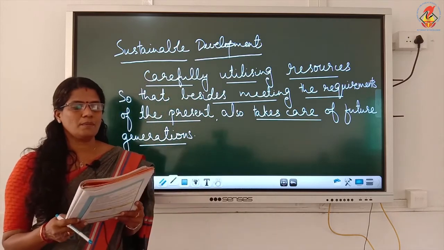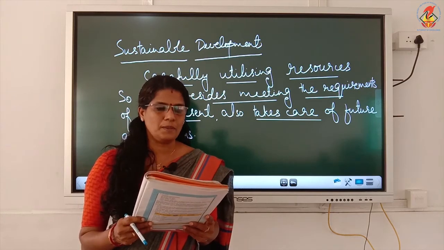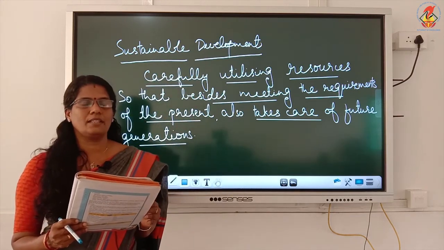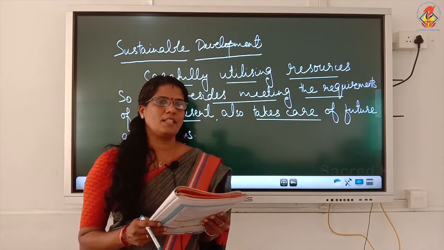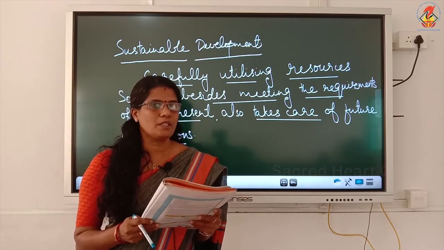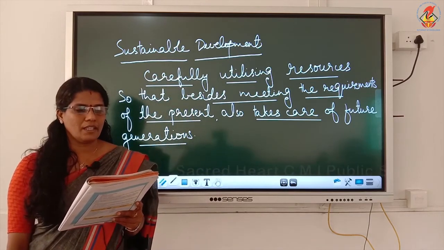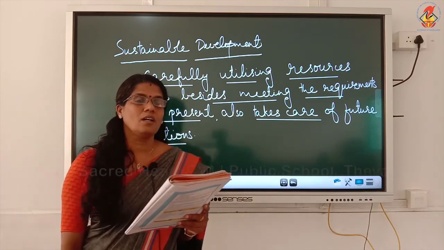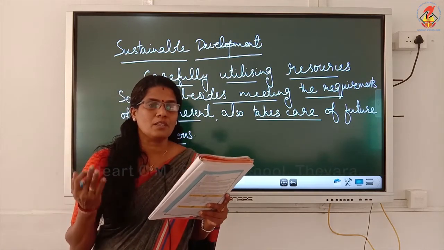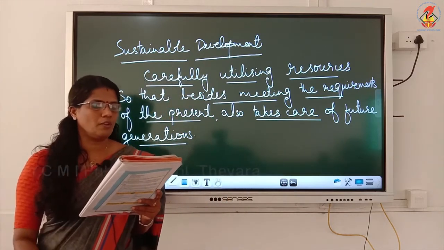Now, some principles of sustainable development, the fact box it is given. Please study that along with sustainable development. You may get questions based on sustainable development and what are the principles of sustainable development. First point, respect and care for all forms of life. We should respect and care for all the living and non-living things in the world. We should respect and care for all forms of life.